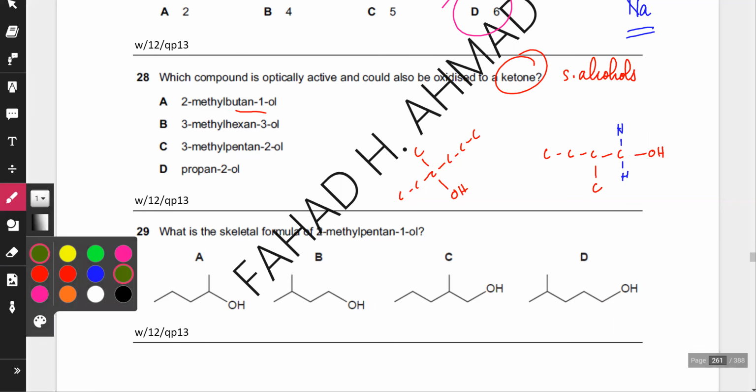Tertiary. Okay, that's a tertiary alcohol because the alpha carbon is bonded to 3 carbon chains. So that's not even going to get oxidized.